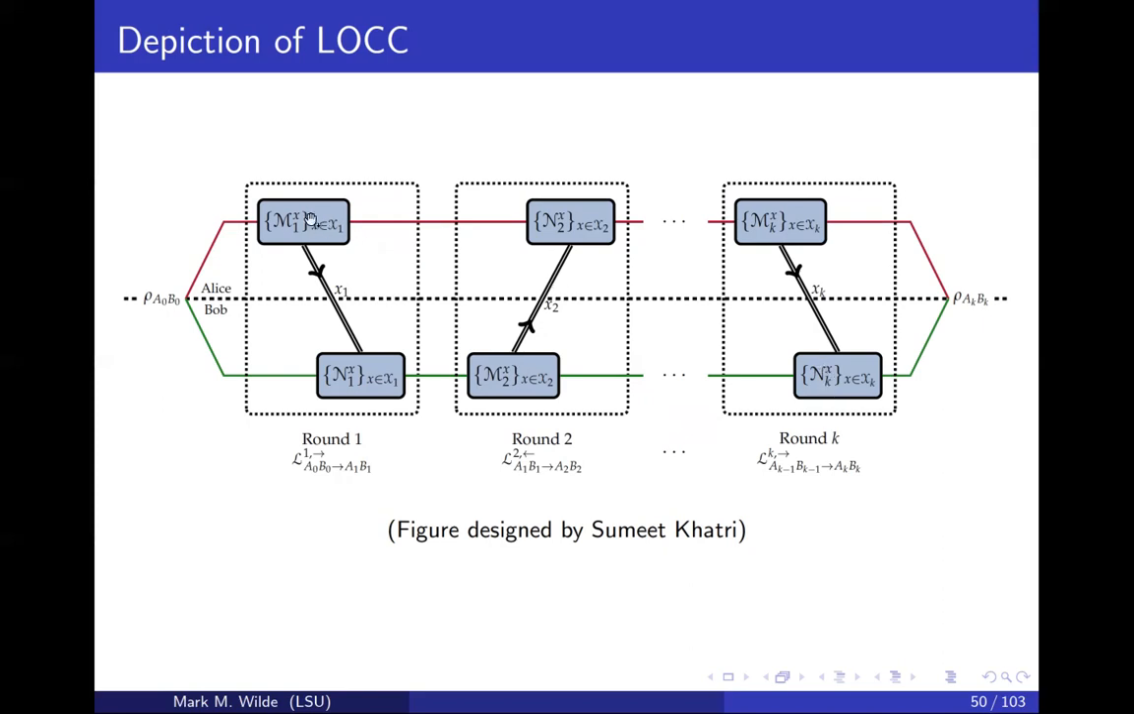So as we said, LOCC consists of Alice doing a quantum instrument. There's a quantum output. She sends the classical output to Bob. Bob then does a channel conditioned on the value X1 sent by Alice. Then the next round is the opposite. Bob does the measurement, sends the outcome to Alice, who then does a channel conditioned on the outcome, etc. So that can continue for some arbitrarily large but finite number of rounds.